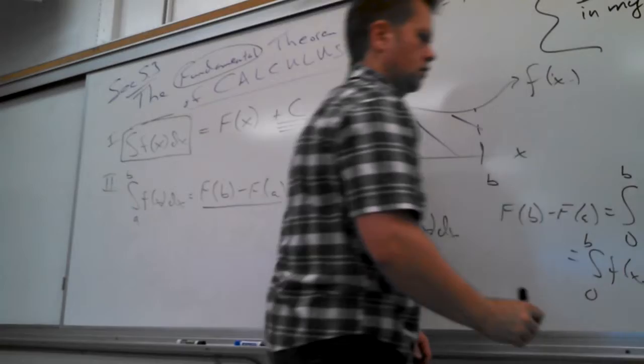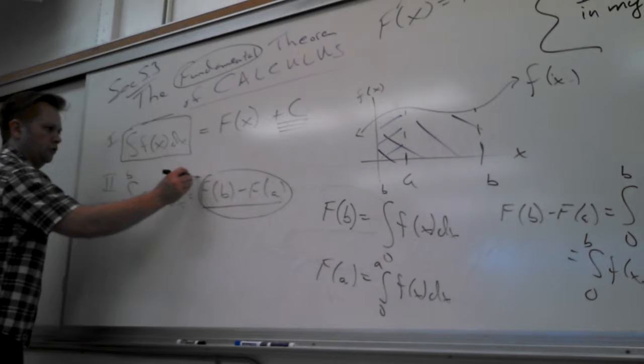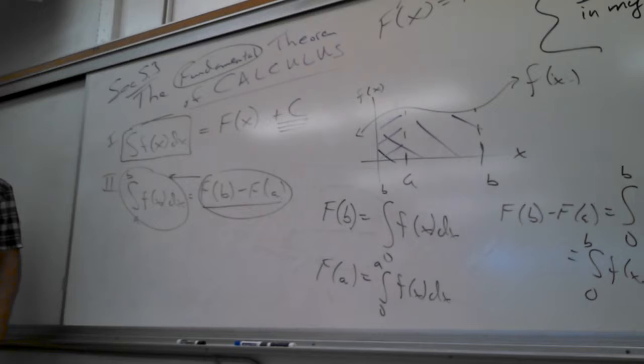And now the middleman's that, so it becomes the integral from A to B, which is what this is. Yay! So I started on this side, and I proved that it equals that side. Isn't that just common sense, though? Like, not totally, but right. Sort of. Yeah, it is.